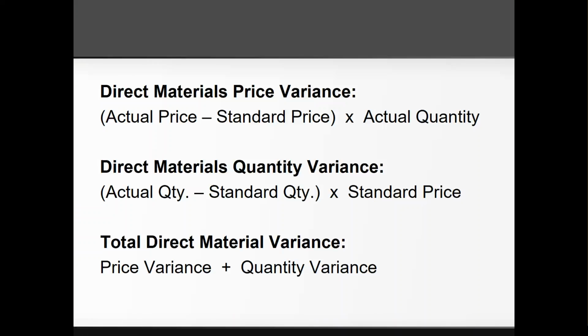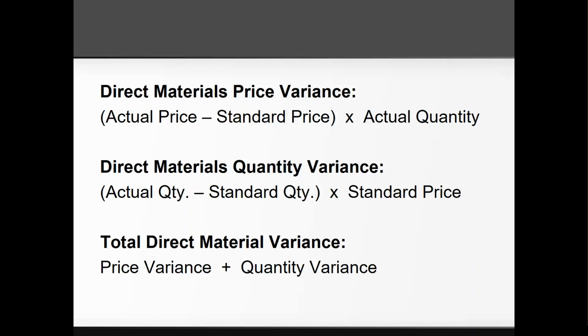The direct materials price variance, you take your actual price, subtract your standard price, and multiply it times your actual quantity. And this shows you how much of the difference between your actual and your standard can be attributed to the difference in the price. The direct materials quantity variance, you take your actual quantity minus your standard quantity and multiply that times your standard price. And this will show you how much of your variance, the difference between standard and actual, we can attribute to our quantity. To get the total direct material variance, you add the price variance and quantity variance.